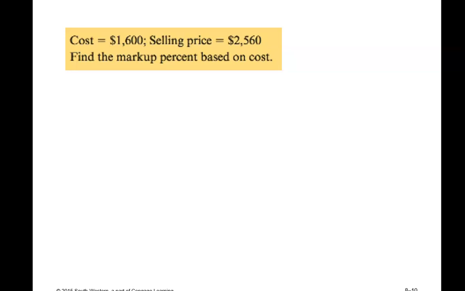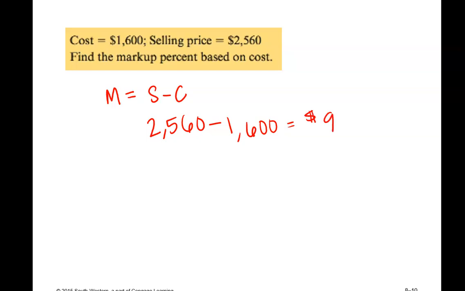Let's say that we have an item that costs $1,600 and a selling price of $2,560. To find the markup percent based on cost, remember the first step is to figure out what M is, the markup amount. And M is our selling price minus cost. So plugging that in, $2,560 minus $1,600, and this happens to be $960. Okay, and so this was my dollar markup.